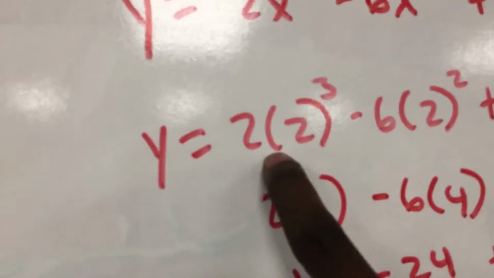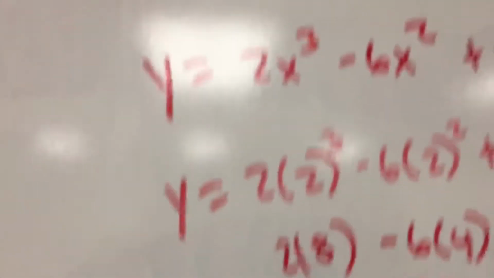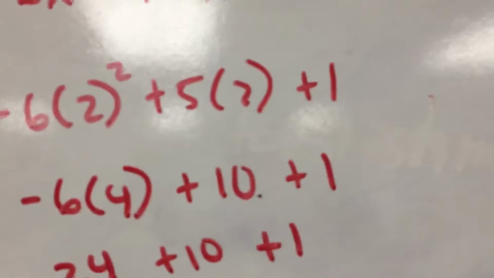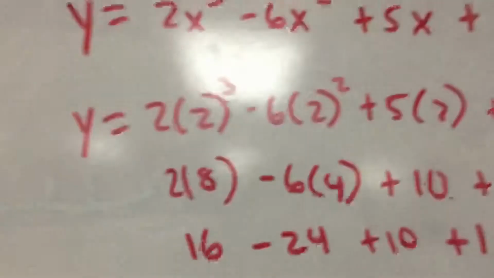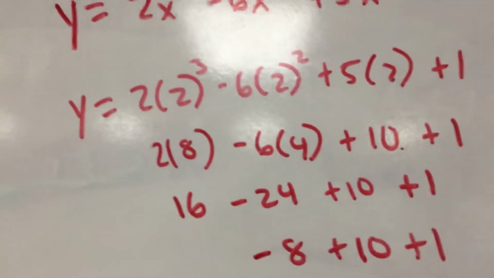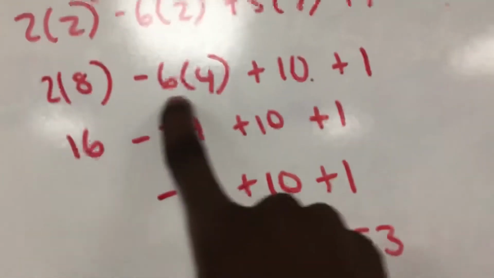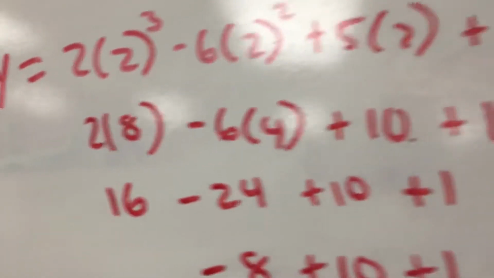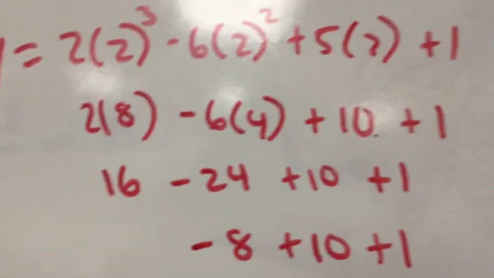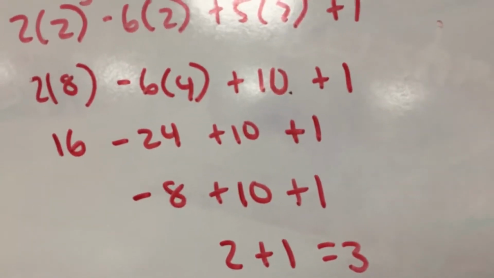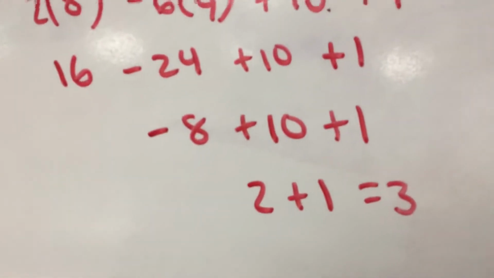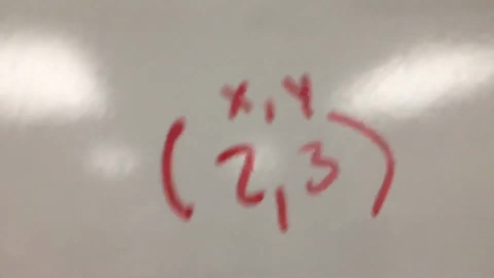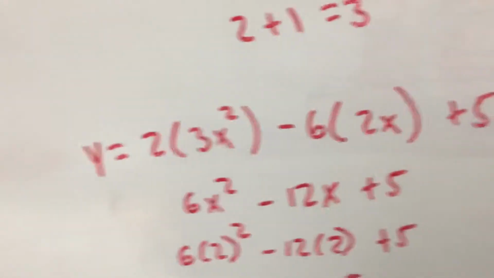Then you do the exponents first, so you get 2 cubed, which equals 8. 2 squared is 4, and 2 times 5 is 10. You bring all those down. That's where you get 8. You plug it in for the equation, and then you get 16, because 2 times 8 is 16. -6 times 4 is -24, plus 10 plus 1 equals 11. And then you subtract that minus 8, and you get 3. Which becomes your y1, once again, you plug that into your coordinates, and then we go back down to the original equation.